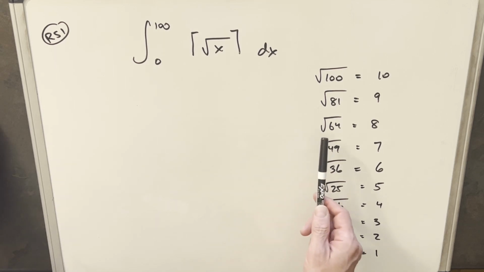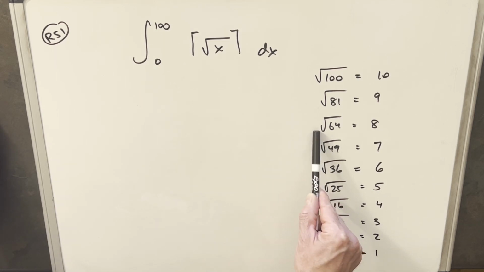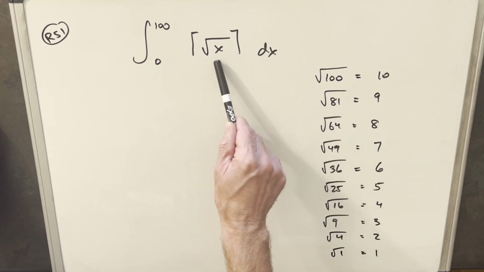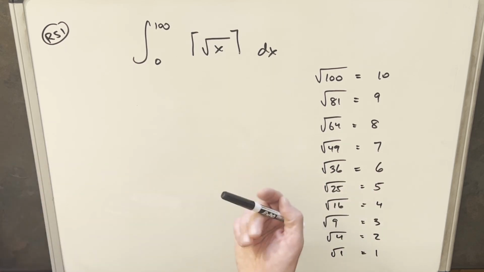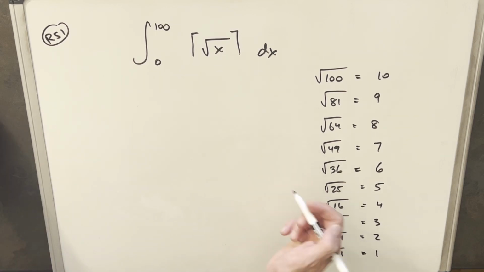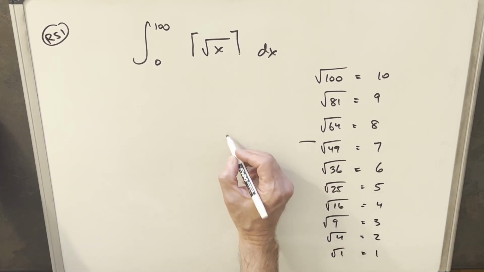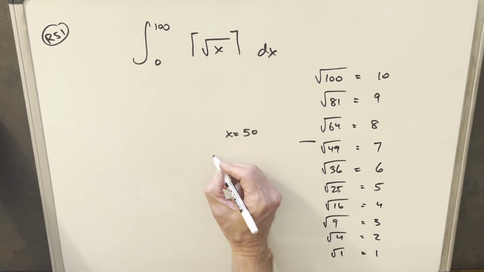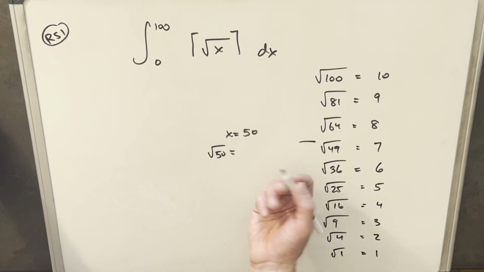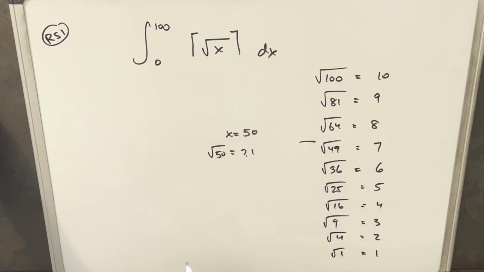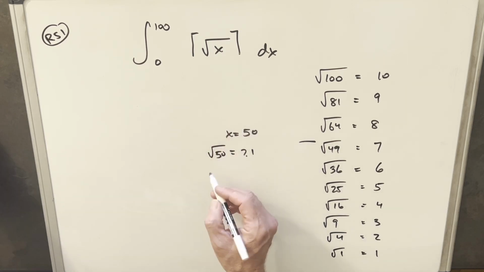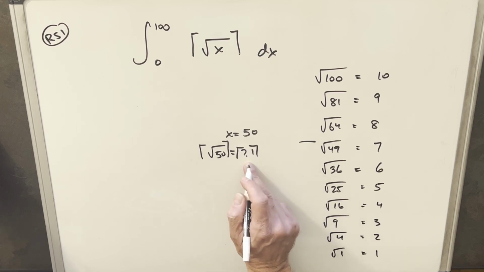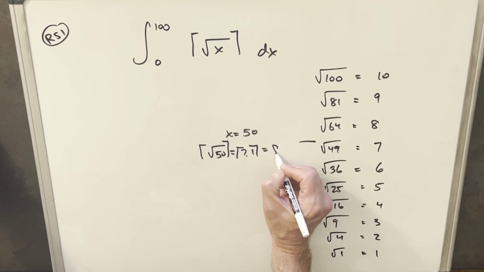So for example, we could look at some different values, like we're looking at x from 0 to 100. Let's say when x is 64, the square root of 64 is 8, and the ceiling of 8 is just 8. Let's look at a value in between, let's say our x value is 50. The square root of 50 is, let's just say, 7.1. But keep in mind in our integral we have the ceiling of this. So the ceiling of 7.1 is actually going to be 8.